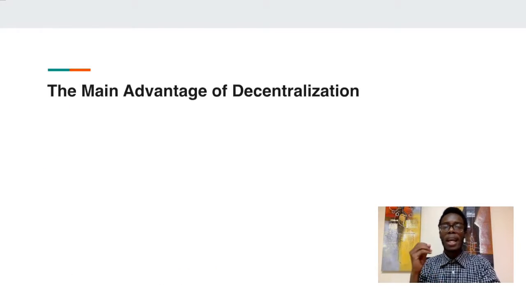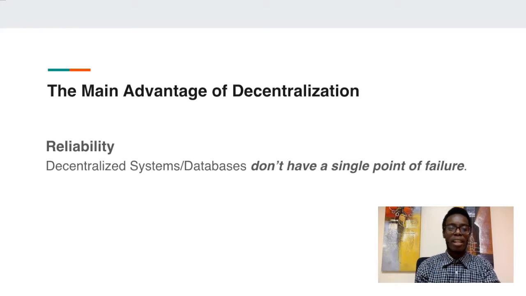So what's the main advantage of decentralization? It's just stressing the same point I made earlier. The main advantage of decentralization is reliability. Decentralized systems or databases do not have a single point of failure. In case one database in the network fails, there are always alternative databases that store the same records. That means you'll always get back any data, records, or information stored in decentralized databases, because there are so many backups in that system.